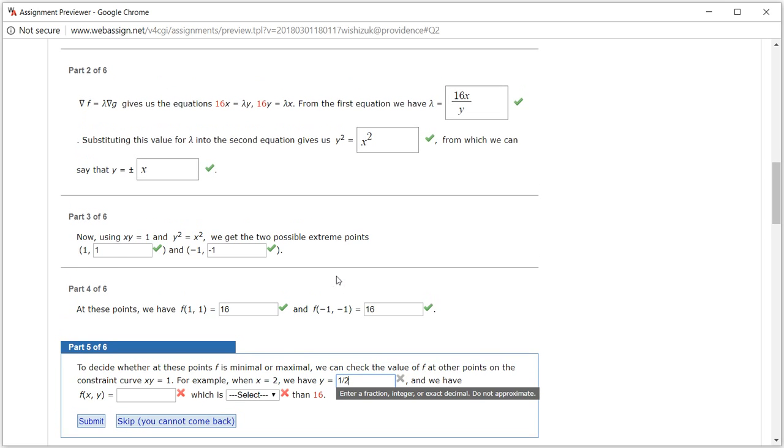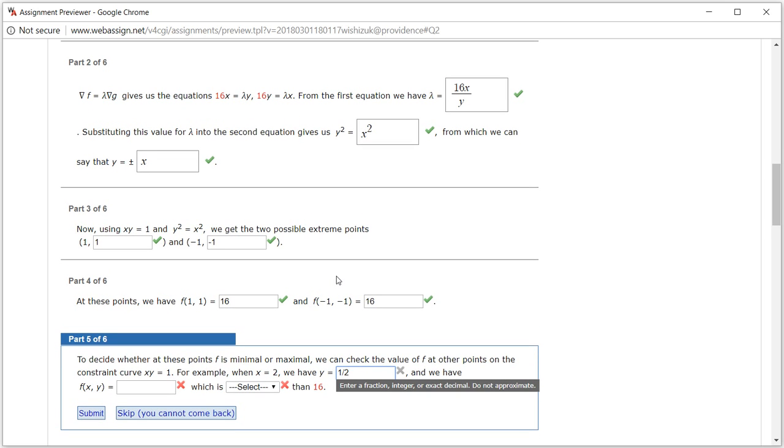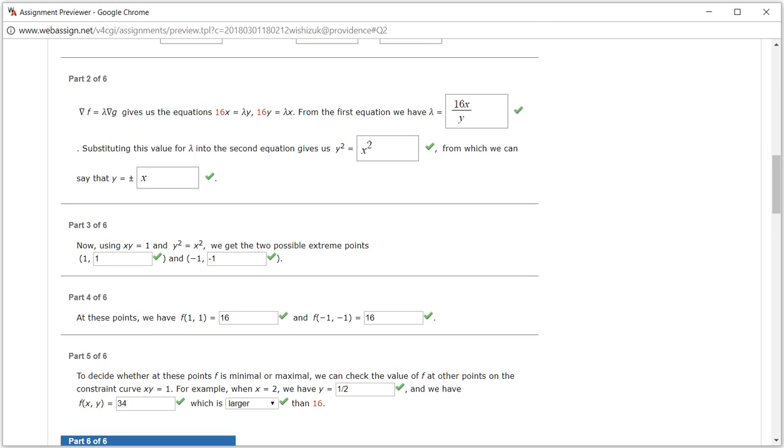If you plug in x equals 2 and y equals 1/2, what do we have? 8 times 2 squared, so 2 squared is 4, and 8 times 4 is 32, plus 8 times 1/2 squared, which is 1/4, so 1/4 times 8 would be 2. So 32 plus 2 is 34. 34 is larger than 16, which makes 16 probably the minimal value, but let's check the answer. All right, I came back and it looks like we got part 5 correctly.